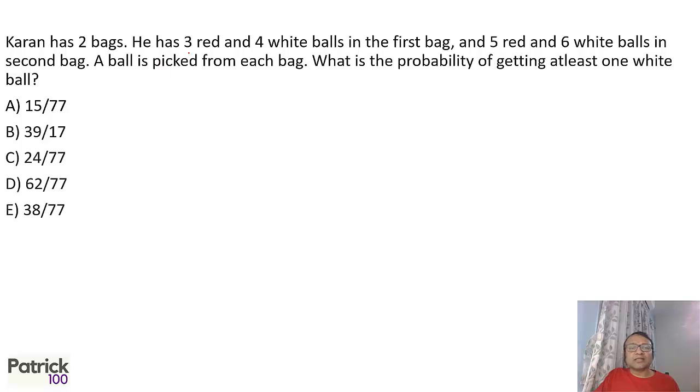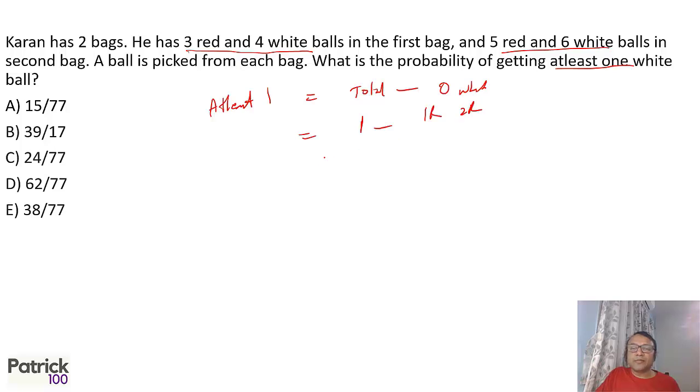Karan has two bags: the first with 3 red and 4 white balls, the second with 5 red and 6 white balls. What is the probability of getting at least one white? When you say at least one, one way of solving is total ways minus 0 white balls. 0 white balls means the first ball is red and the second ball is red.